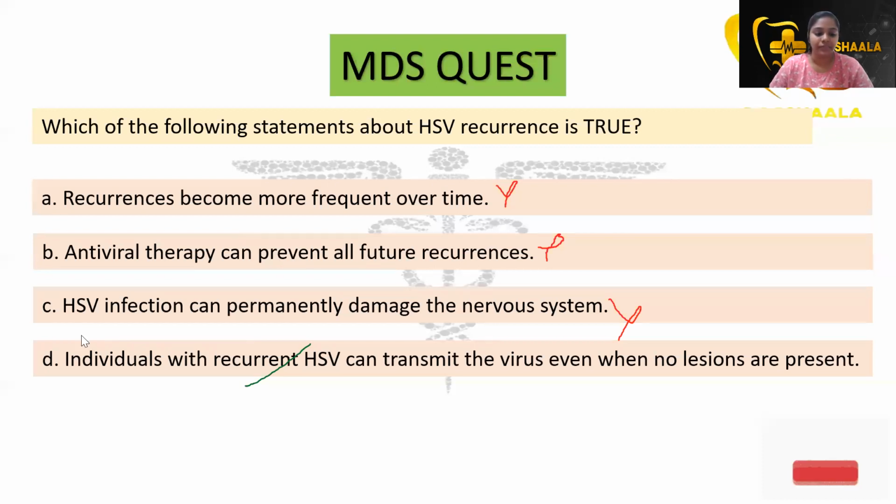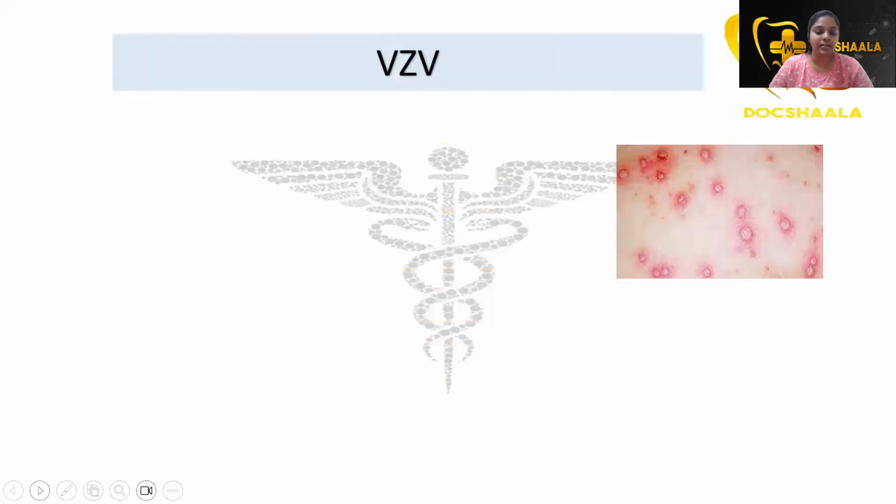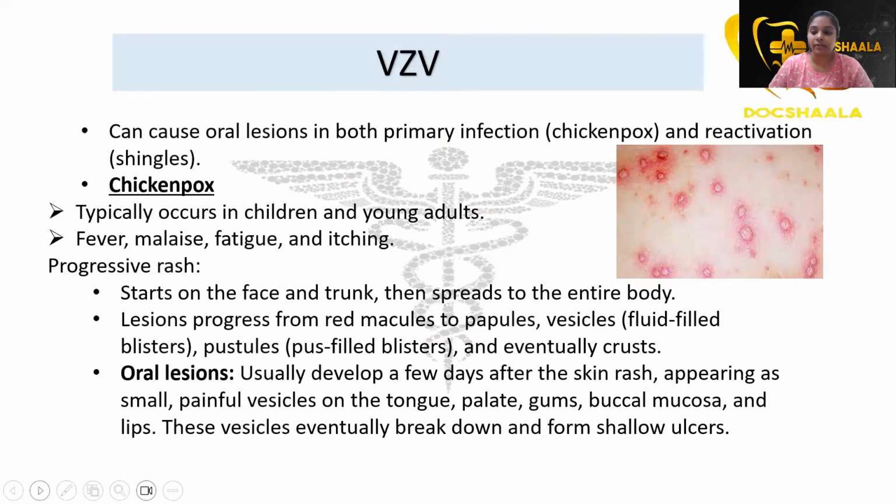Then let's just move on to the other virus. What is your favorite virus? Everyone of you might have been affected with this virus. That is varicella zoster virus, which causes chickenpox. Right. The primary infection is chickenpox, and the reactivation lesions are shingles. Chickenpox typically occurs in children and young adults.